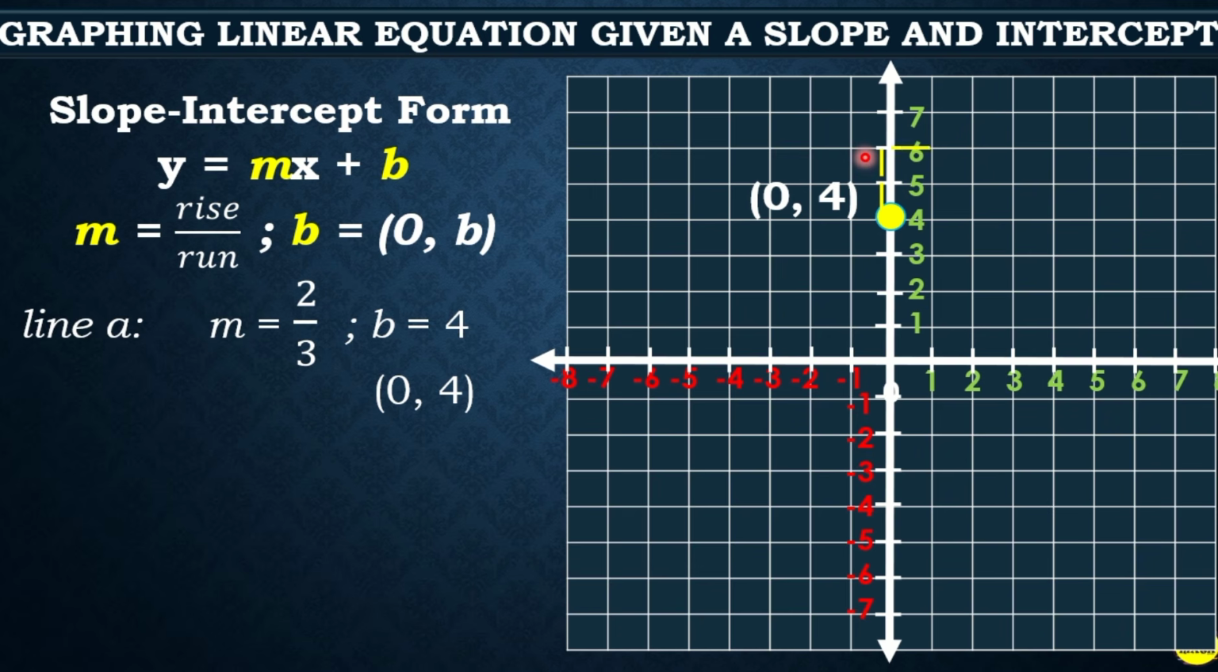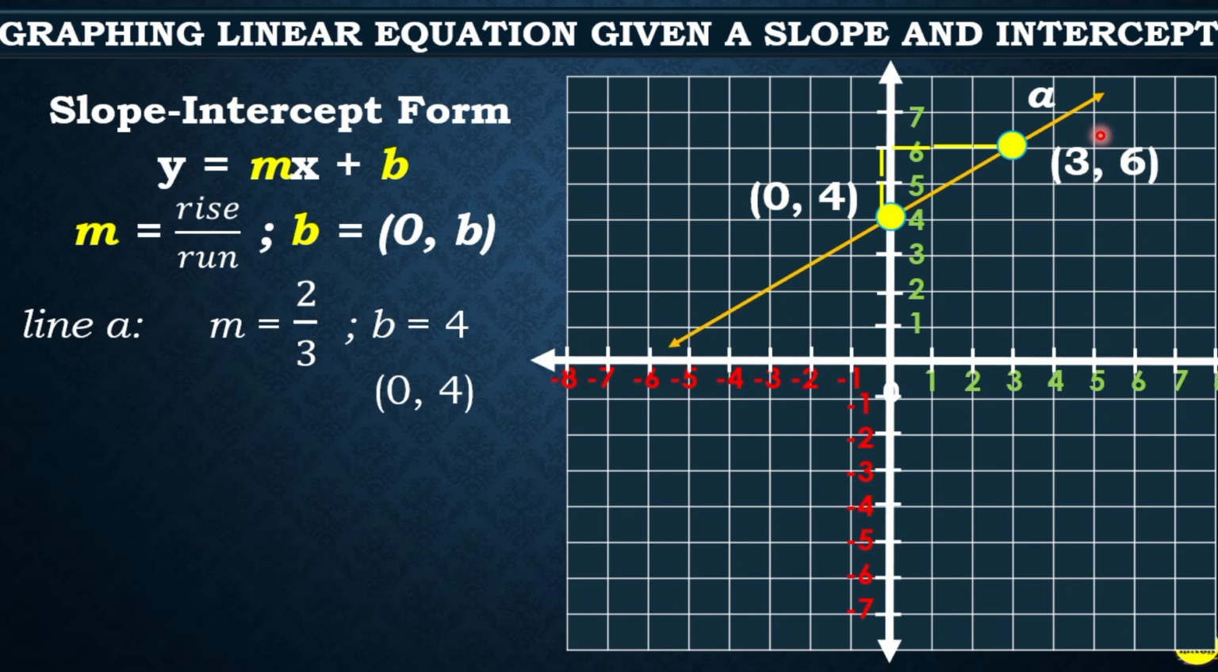So, 3 units. 1, 2, 3. So, dito ang point natin. And this is 3, 6. Okay? So, we now have 2 points. Pwede na natin siya i-graph. And this is your line. Okay, what is the name of the line? Line A. So, you will be writing here A.